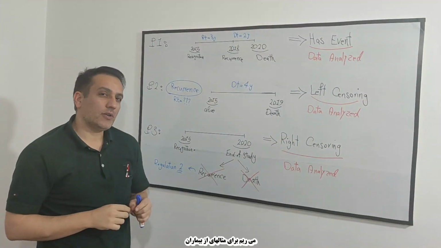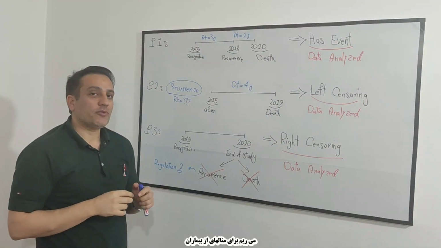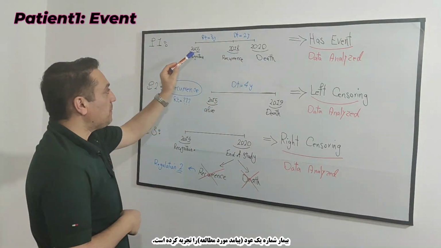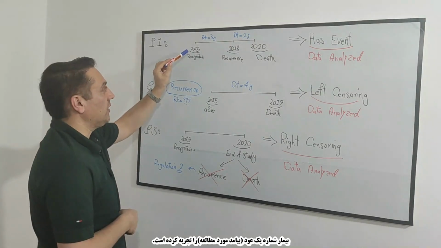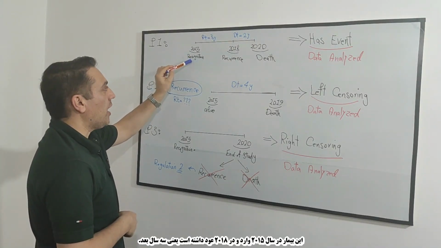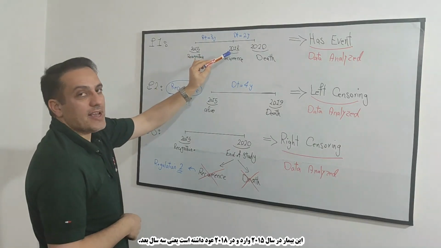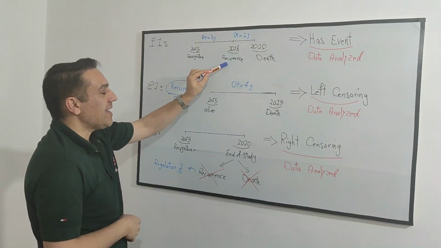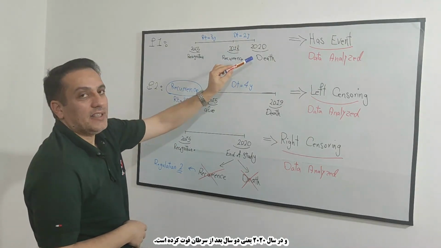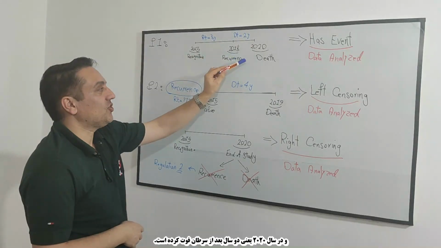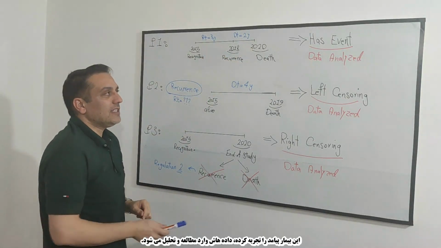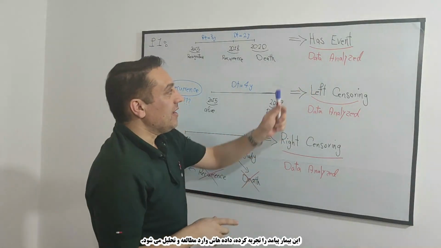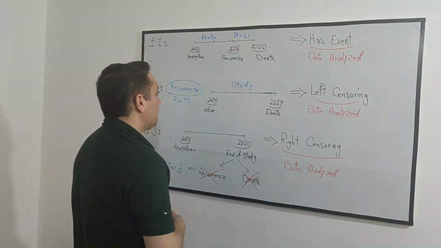Okay, dear friends, now I want to review information about some patients. Patient 1 has an event. This patient, at the start of this study, meaning 2015, was diagnosed with cancer. In 2018, meaning 3 years later, recurrence, and 2 years later death, died from cancer in 2020. Then this patient has an event and is important to study, and the data of this patient is analyzed.